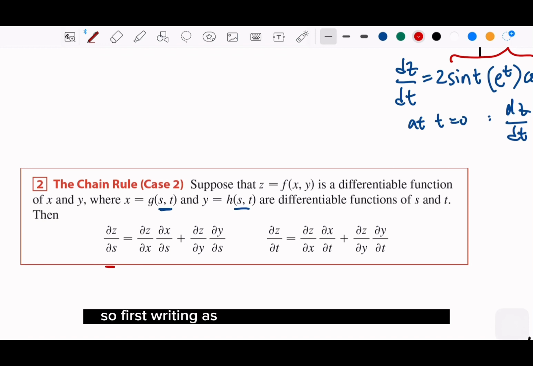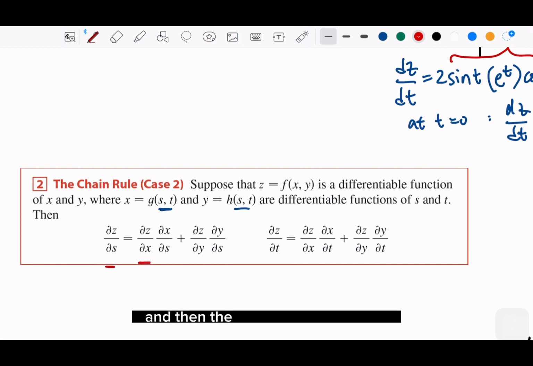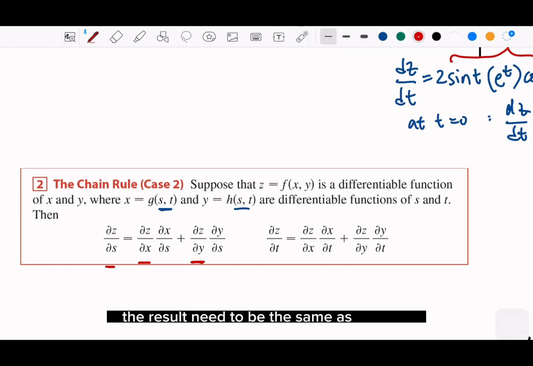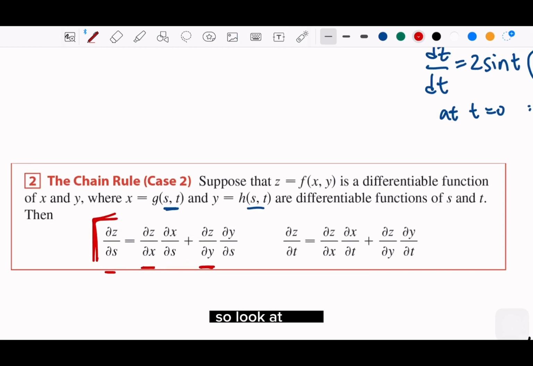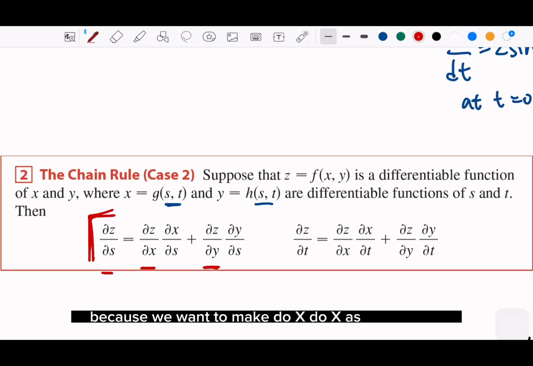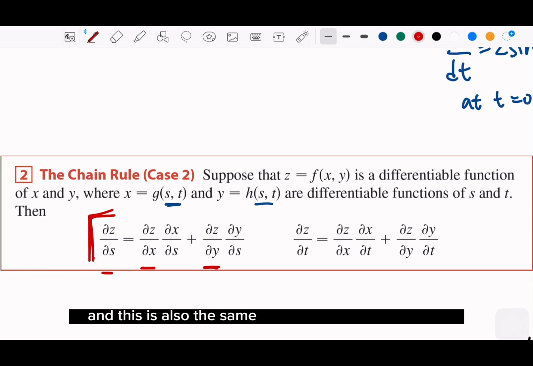First, writing as usual, partial x, like dou z dou x, and then the other one is dou z dou y. Both of these we need to multiply so the result matches this one. Look here, you have dou z dou x. It needs to be multiplied with dou x dou s because we want to make dou z dou s on the left. This is also the same: dou z dou y and then dou y dou s. And the same thing with dou z dou t.